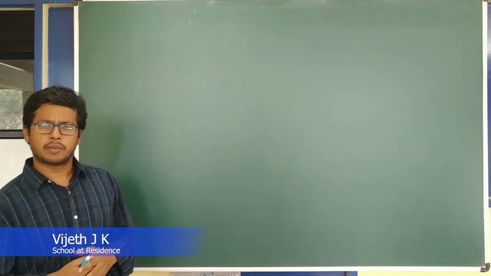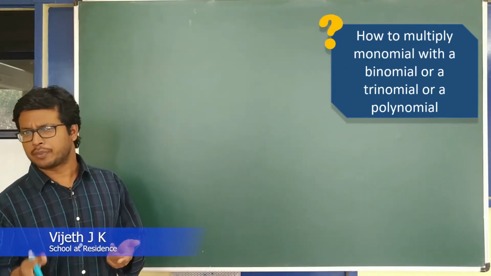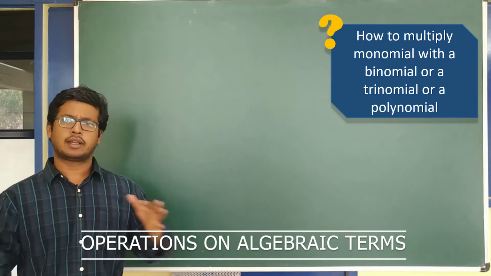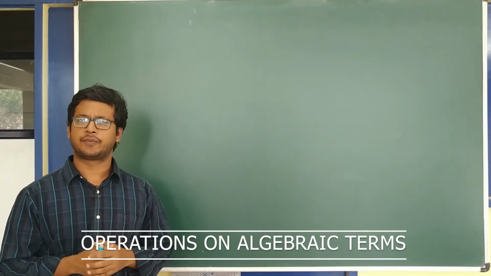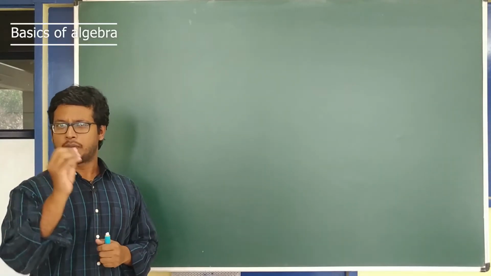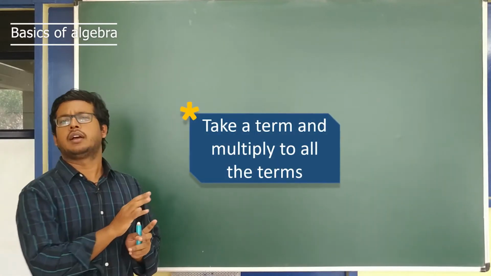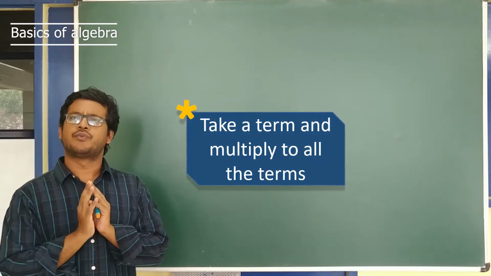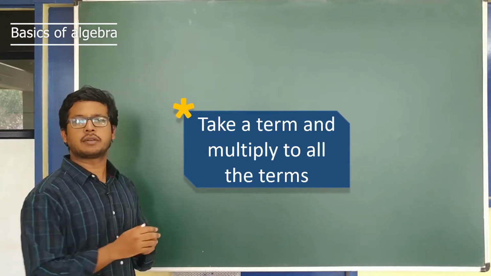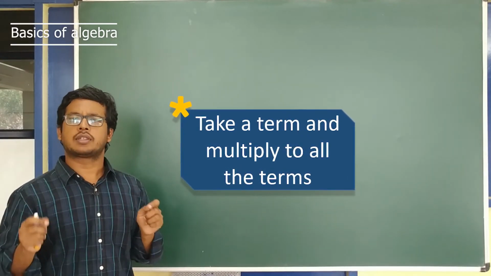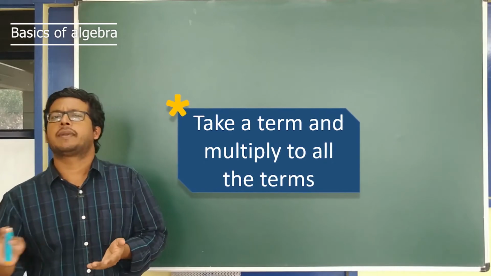Now we'll study how to multiply a monomial to a binomial, trinomial or polynomial. We'll club all of them into a single video. The rule is very simple. You can remember it as a simple sutra: you take one term and you multiply to all the terms. Very simple. I'll explain what that means. This is what you are supposed to remember. Take one term and multiply to all the terms.